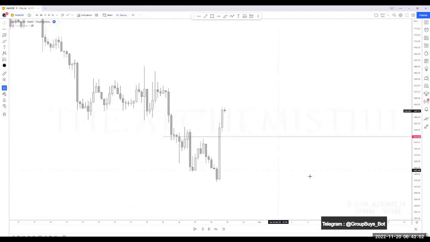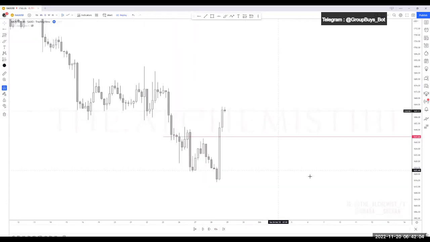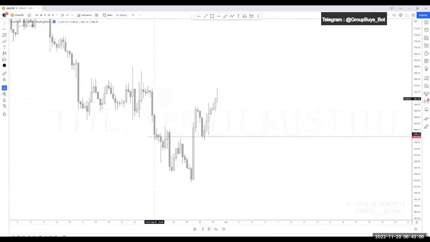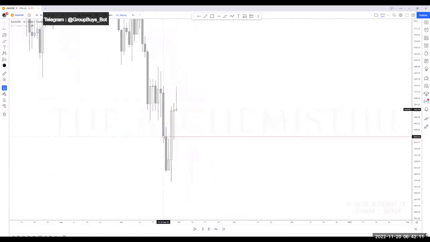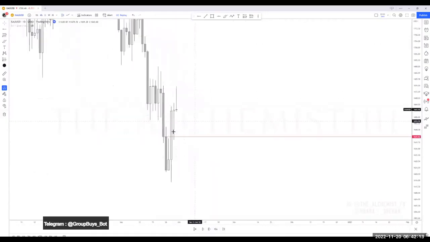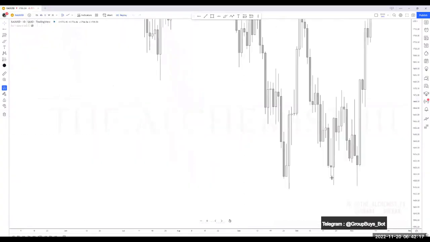What happens? Price comes into that and starts to fly. These areas follow the same exact logic. If a resistance is broken, it will turn into a support. So those are the key levels.